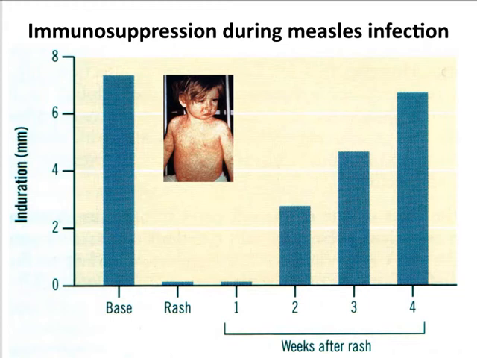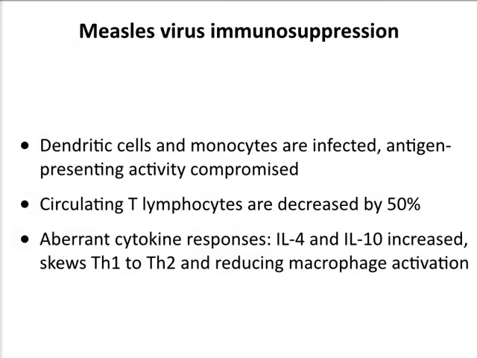So you can see how measles infection is suppressing it. And this was one of the first clues that measles was doing this. And how it works is that the virus replicates in immune cells, in particular dendritic cells and monocytes. You know, these are the antigen-presenting cells that present viral proteins in the lymph nodes to T and B cells, so infecting them is bad.